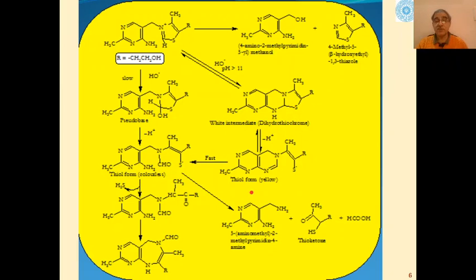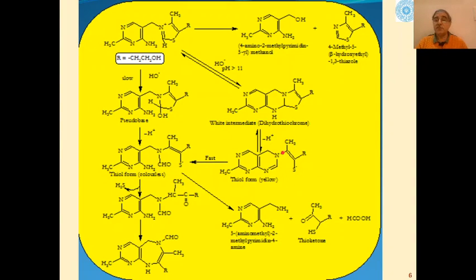And this yellow thiol form can be converted into colorless thiol form very fast when hydrolysis of this bond will take place. This will be converted into aldehyde part, and this nitrogen on hydrolysis will give us amine. So this is the colorless thiol form. This is the yellow thiol form.